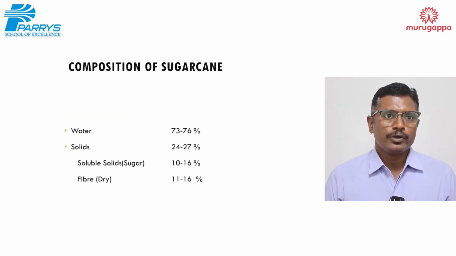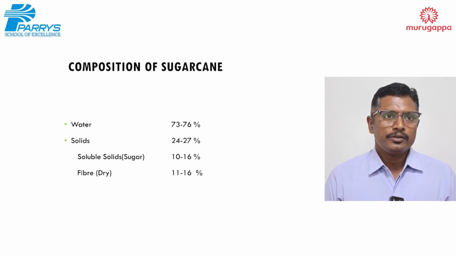Composition of sugarcane. Sugarcane contains major part water, 73 to 76%, next is solids, 24 to 27%, of which soluble solids are sugar and dry solids are fiber. Sugar is 10 to 16% and fiber 11 to 16%.